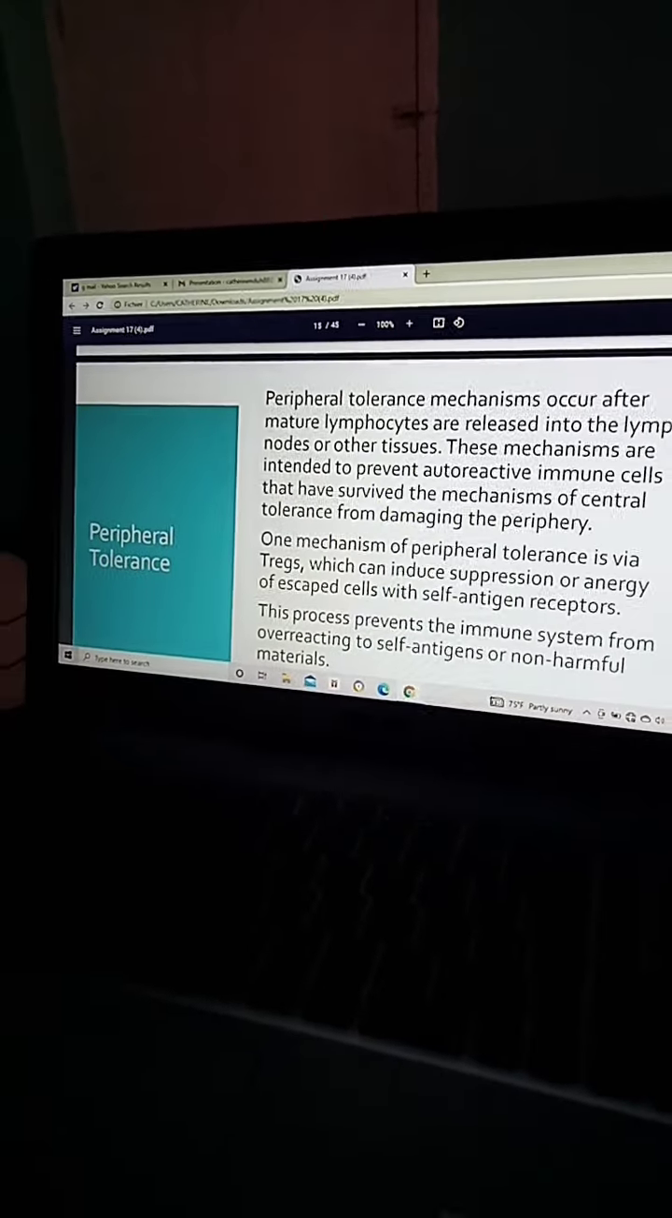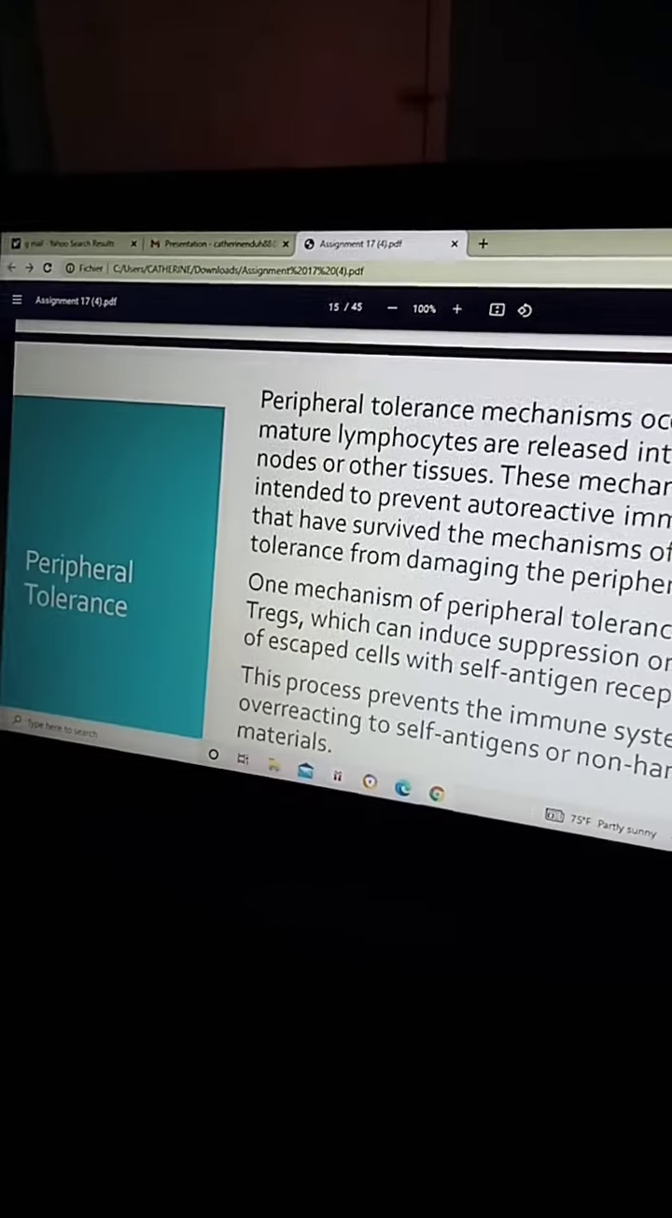Peripheral tolerance. The mechanism occurs after matured lymphocytes are released into the lymph nodes or other tissues. These mechanisms are intended to prevent autoreactive immune cells that have survived the mechanism of central tolerance from damaging the periphery.